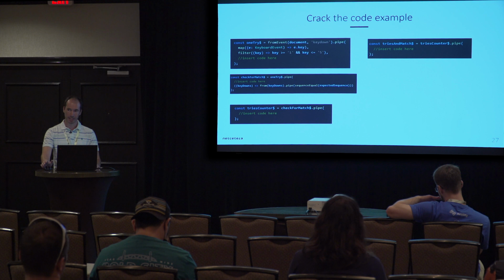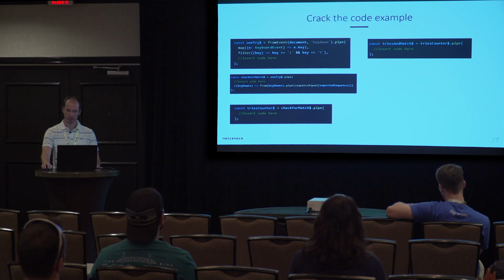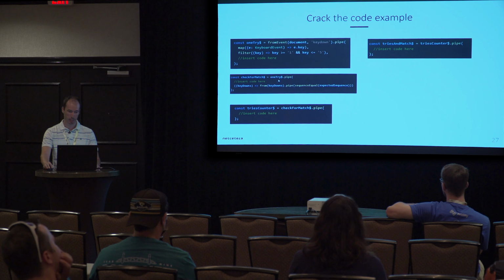This is like the withLatestFrom operator, because here we have the tries counter, and now we need to use withLatestFrom to check for a match. And then we'll have a tuple. The first one will be the number of the counter, the second one will be the boolean, whether it is a match or not.